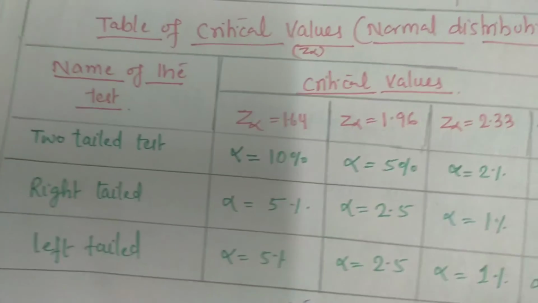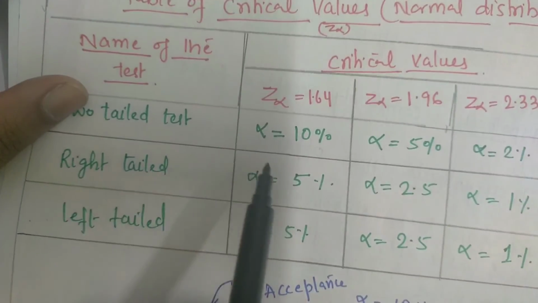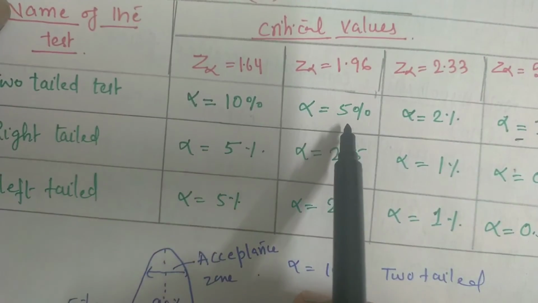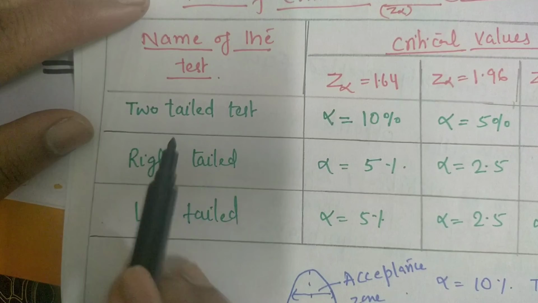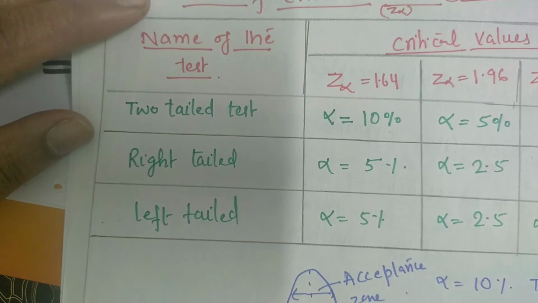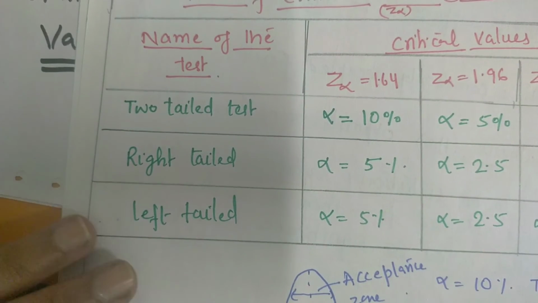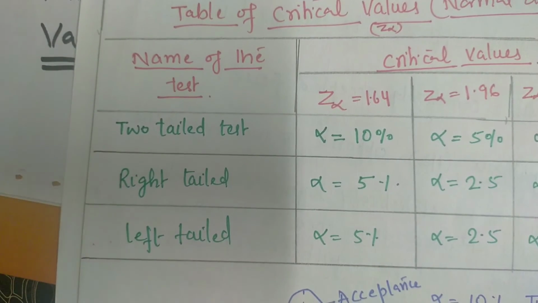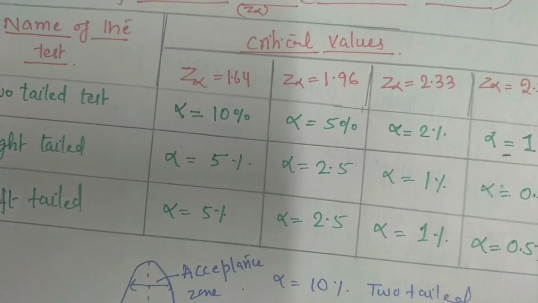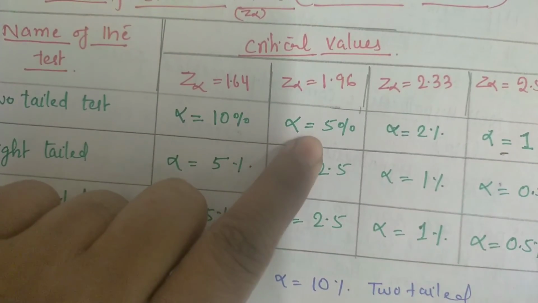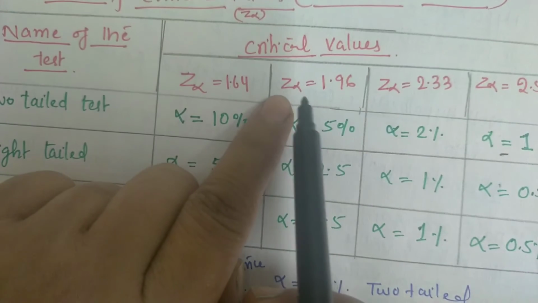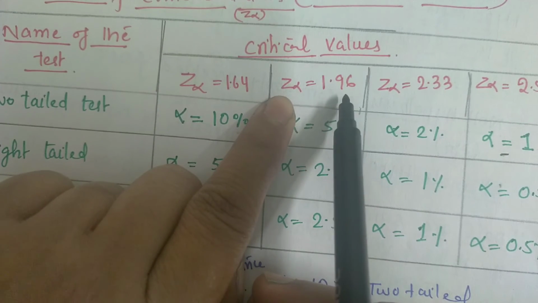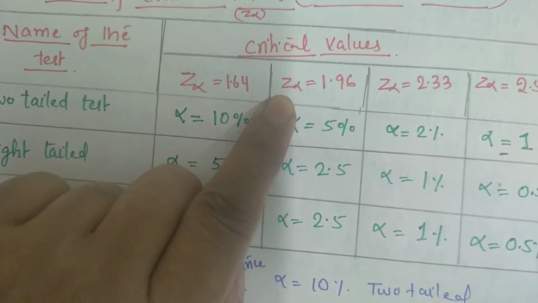Okay, so I have shown you this table that if the alpha value is 5%, since it is a two-tail test, because in the question they have not given right tail or left tail, so we'll consider it as a two-tail test. So in a two-tail test, if the alpha value is 5%, then the Z alpha will be 1.96. So you are getting my point.